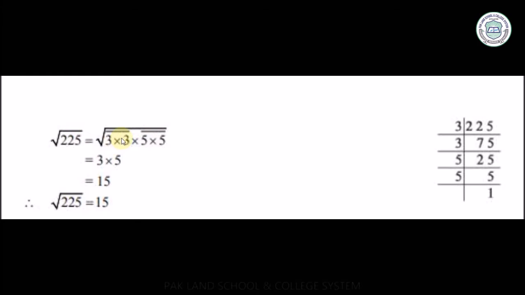Then it becomes 3 square multiply 5 square. The under root and 3 square will cancel, and the under root and 5 square will cancel, because the under root value is 1 by 2. The remaining term is 3 multiply 5. That answer is 15. So the square root of 225 is equal to 15.